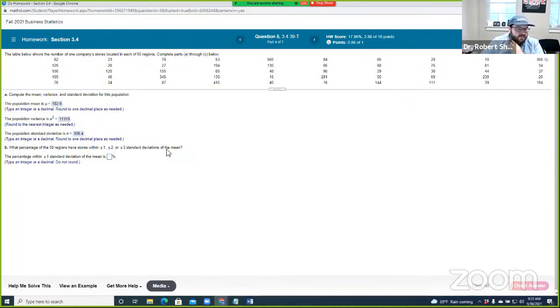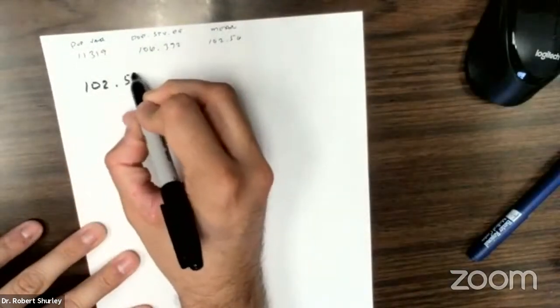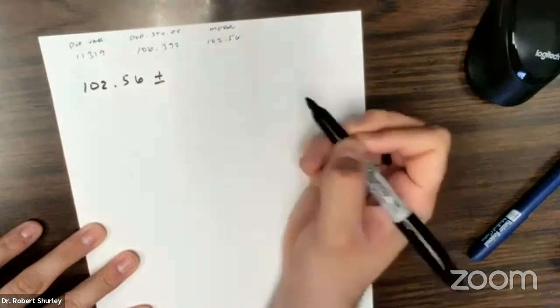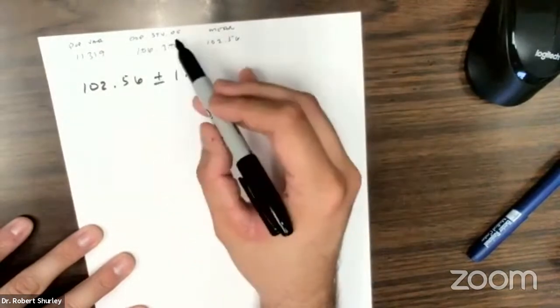Now it asks, what percent of the 50 regions have stores within plus or minus 1 standard deviation, 2 and 3 standard deviations of the mean? So let's do this. And I'm going to flip this over for a minute to actually show you the math. So stop sharing. I'm going to flip over to my document camera here. So the way we do this, it's kind of wonky there. So we've got the population standard deviation and the mean. I'm going to take the mean, 102.56, plus or minus.